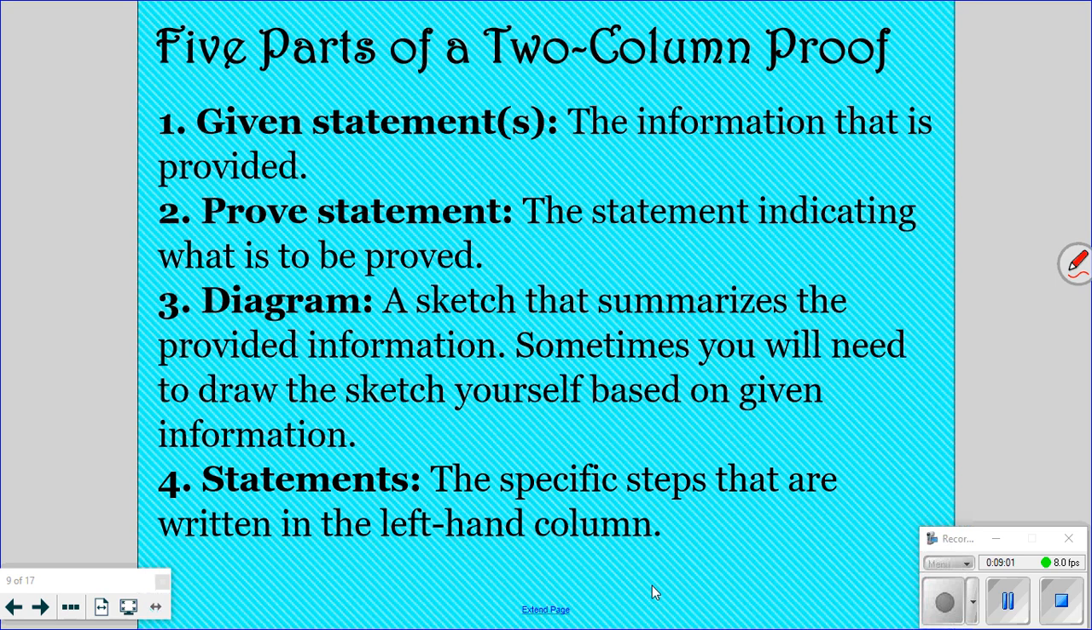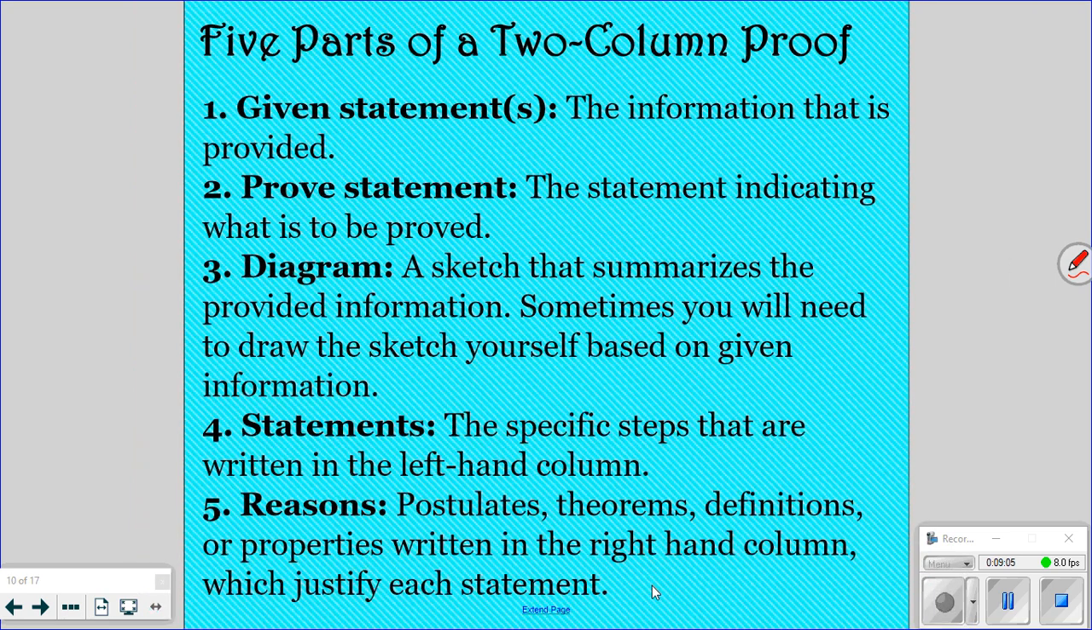You also have the statements. Those are the ones that are written in the left-hand column. And then you're going to have your reasons, and those are usually postulates, theorems, definitions, properties, and those are in the right-hand column, and those are your justifications. So those are the 5 parts of a two-column proof.